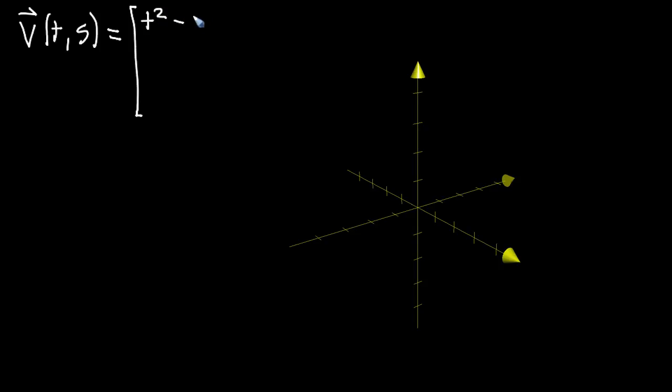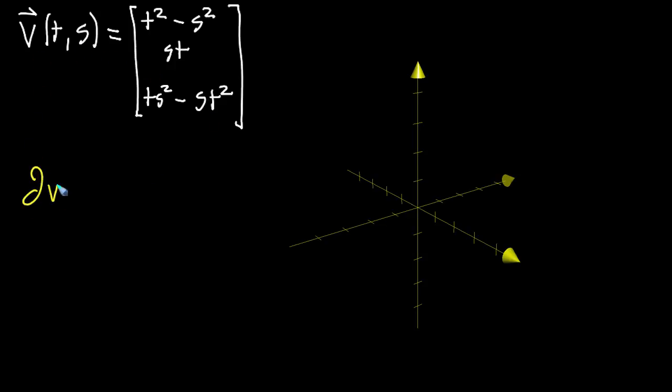The first component is t squared minus s squared. The y component will be s times t, and the z component will be t times s squared minus s times t squared. And the way that you compute a partial derivative of a guy like this is actually relatively straightforward. If you were to just guess what it might mean, you'd probably guess right.